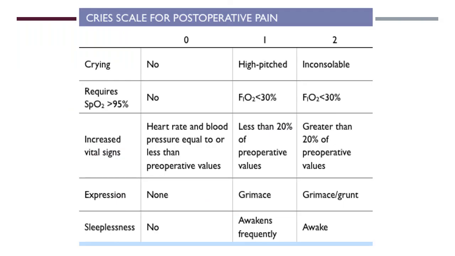This is your CRY scale for postoperative pain, and you can see where you have your numbers up here, your rankings, and then what you're assessing. Okay? So you just go over here, no crying, 0. Obviously 0 is ideal. That means we're doing good. The more we have, the more pain they're in. Okay? So that's your CRY scale.